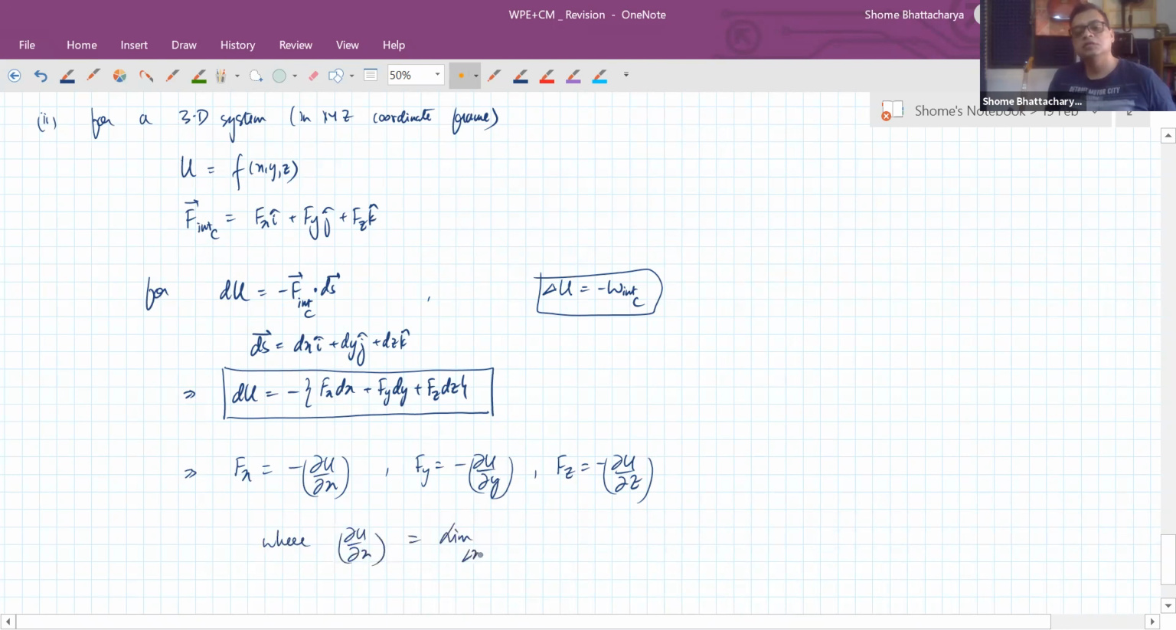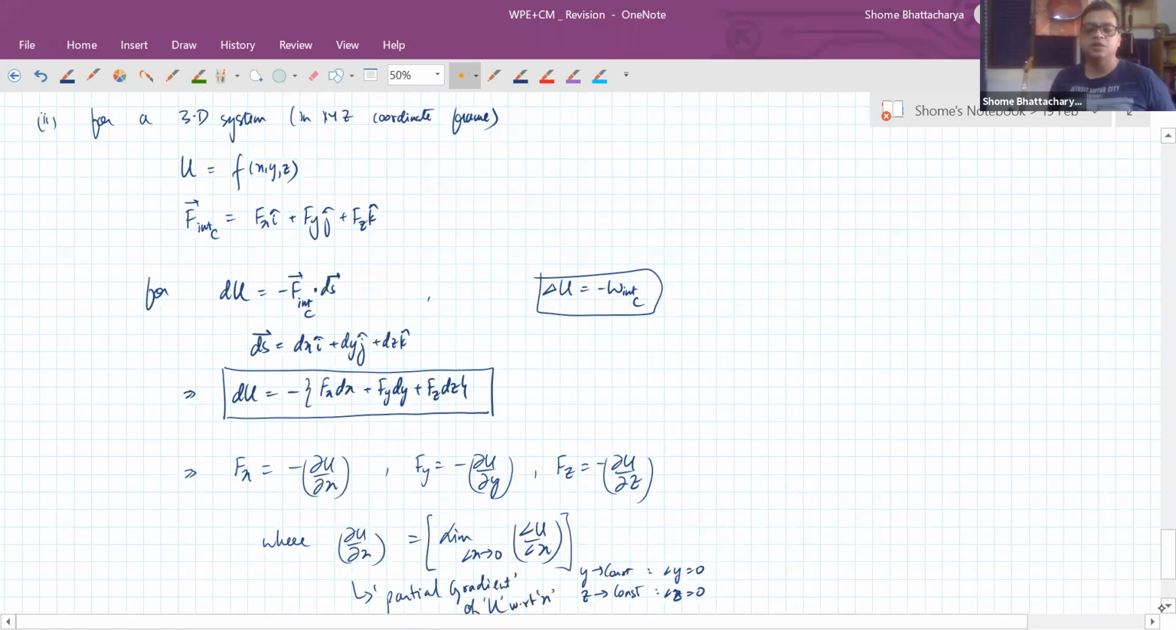this is the condition for this, under the special condition that Y is constant and Z is constant, or delta Y is 0, delta Z is 0. That is the meaning of the term partial gradient of U with respect to X. This is the meaning of the term partial gradient.